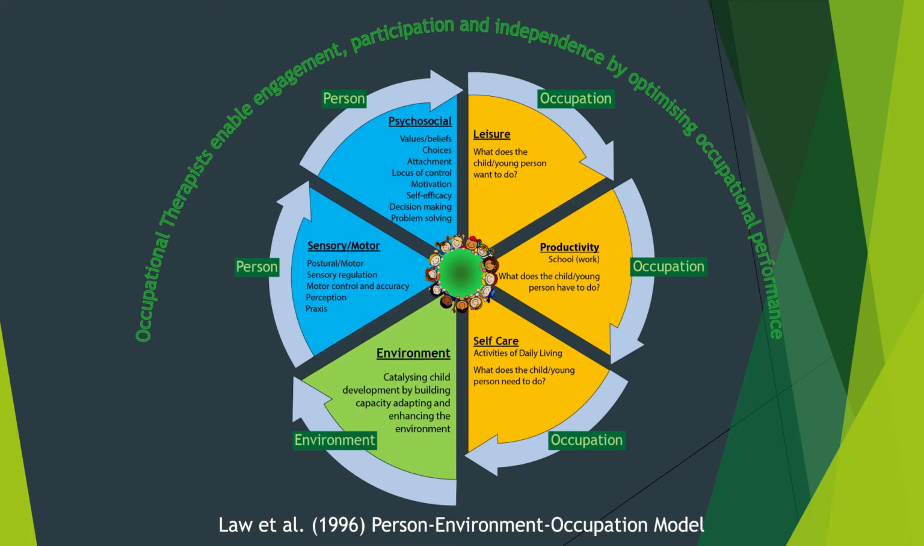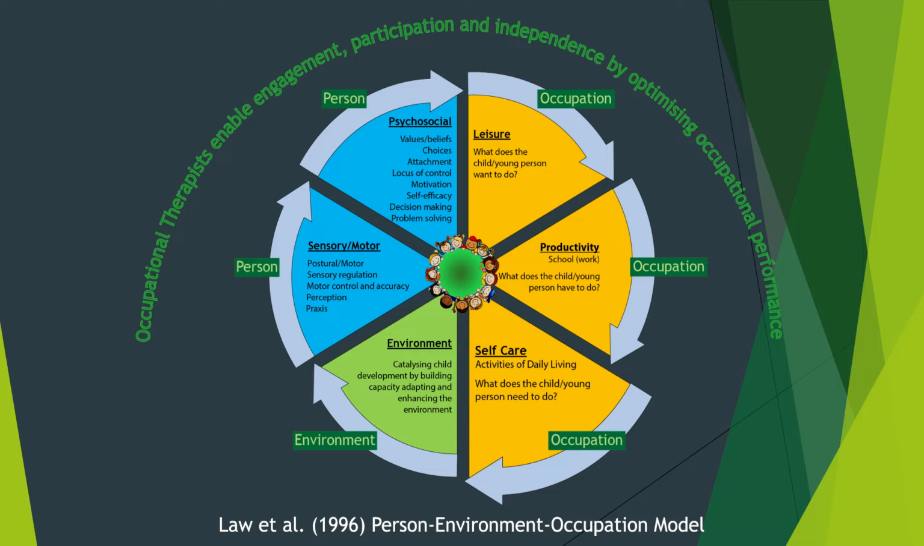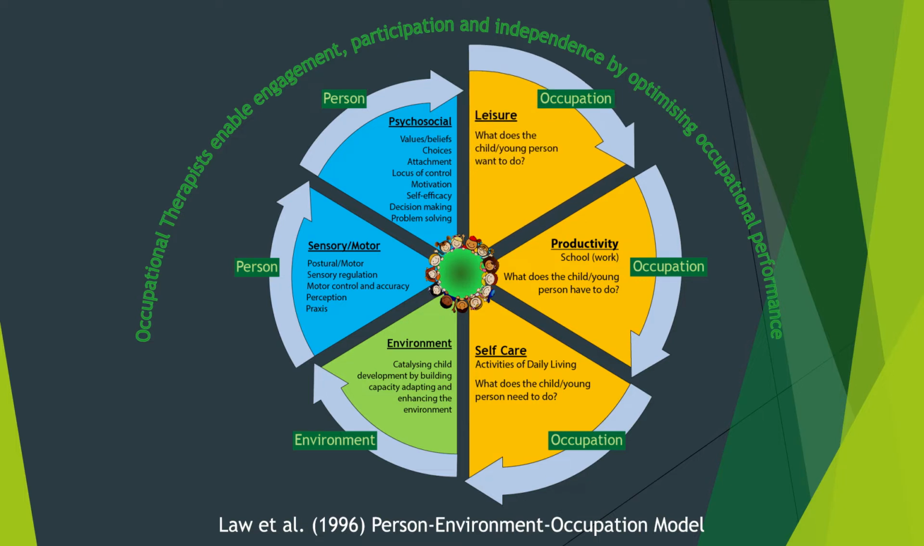Within the environment section, we consider the places they live, play and develop in, and the people in those environments, mums, dads and teachers for instance. We then split the occupation section into 3 parts. The task the child needs to do, known as self-care. This includes tasks such as dressing, eating and washing. Then what they have to do, known as productivity, which for a child is often school. Finally, what they want to do, known as leisure, which could be playing a sport or going to the park.